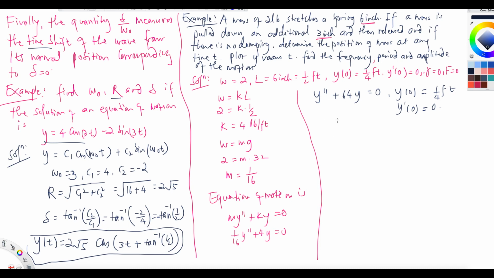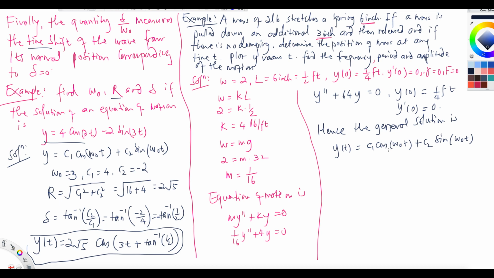In this case, what is the general solution? Hence the general solution is y of t equals C1 cosine of omega 0 t plus C2 sine of omega 0 t. We will find C1 and C2 by using the initial conditions.